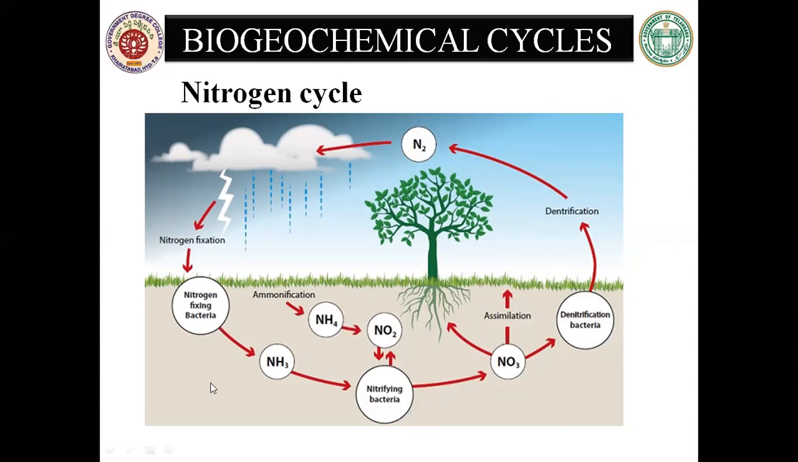So this whole process is taking place in a cyclic way involving atmosphere, soil, plants, living organisms, microorganisms, everything. That's why it is known as a biogeochemical cycle. In the next class, we'll see another topic.